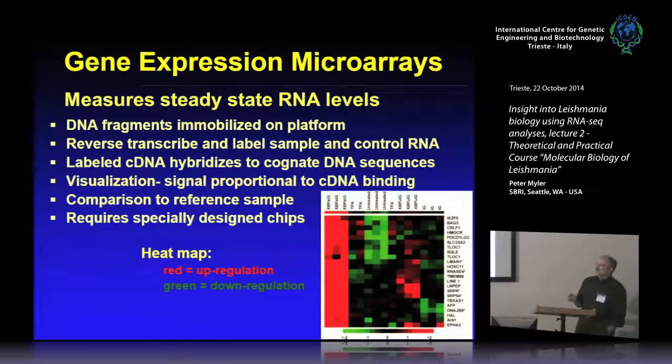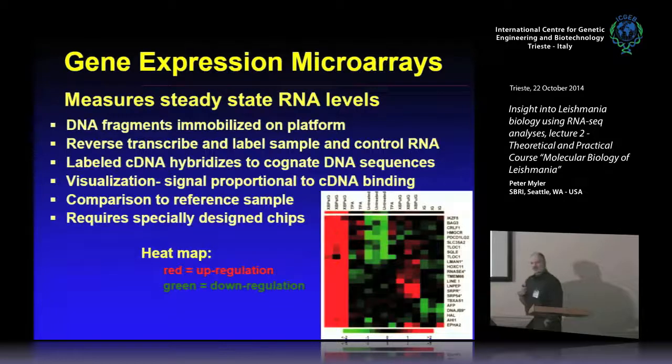The problem is that it requires specially designed chips, and for organisms such as Leishmania, they don't have very many people working on them. You can't just go buy them off the shelf. You had to spend many tens of thousands of dollars to buy the chip. And so it was a relatively expensive undertaking.